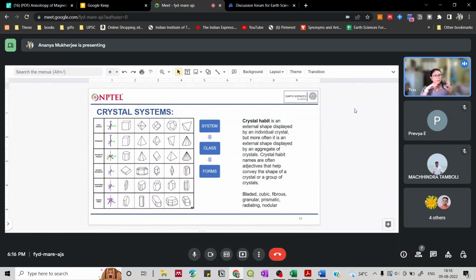Okay, so now a habit can be of different kinds, like over here is mentioned bladed, cubic, fibrous, granular, prismatic, radiating, nodular. Now cubic, when we say, actually it's supposed to be tabular. When we say tabular, many crystals come together to form the mineral, and the mineral looks like a block. That is a tabular habit of that mineral.